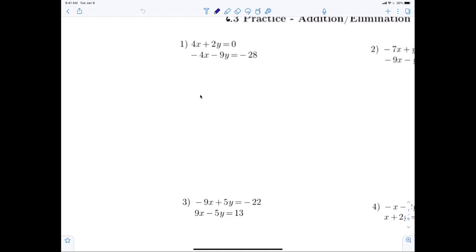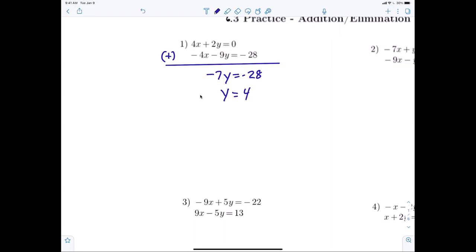Looking up here at number 1, all I want everyone to do is draw a line underneath the 2 equations, and then put a plus sign out to the side. When you put a plus sign on the outside, what happens to the 4x and the negative 4x? They cancel. So I end up with negative 7y equals negative 28. And when you divide by negative 7, you get y equals 4.